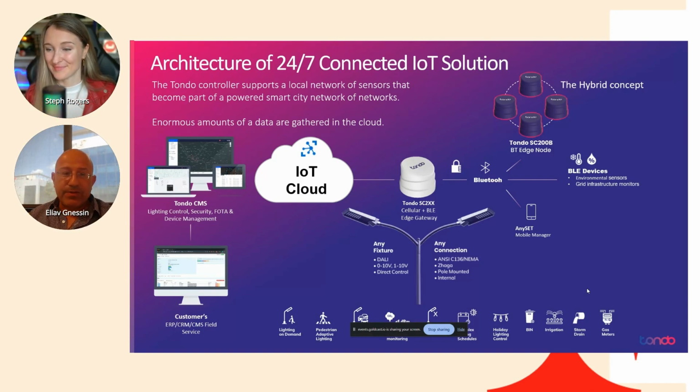Here we can see more technical details, a technical diagram of how such a solution looks. You have the controller, which is on the pole. It has both cellular and Bluetooth. This Bluetooth connectivity can provide connectivity to different sensors. We are doing things like power meter readers, water meter readers, and flood sensors. This Bluetooth network is a local mesh network, but we use the cellular network to send the data to the IoT cloud.